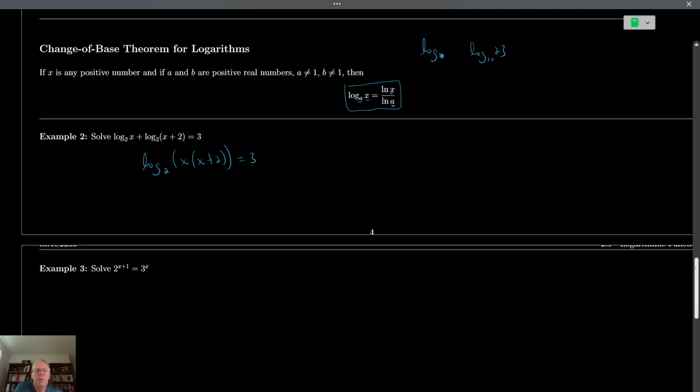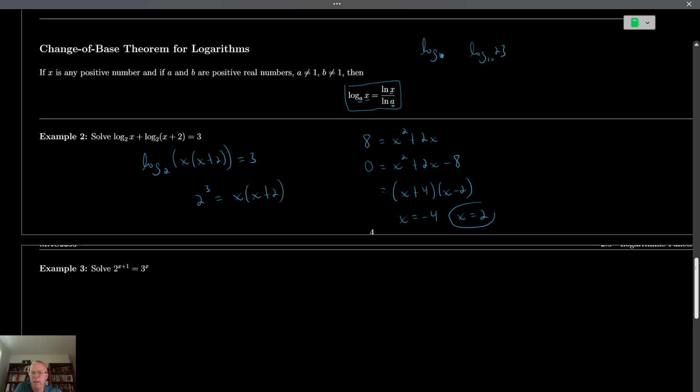Now, once you have one log expression equal to something else, a non-log expression in this case, now let's convert this to an exponential equation. So base 2 to the third equals x times x plus 2. All right, so 2 to the third is 8. Let's multiply it, distribute the x, and then we can subtract the 8. And then we can probably factor this, then we get x plus 4, x minus 2, and x is going to be equal to negative 4, x is equal to 2.